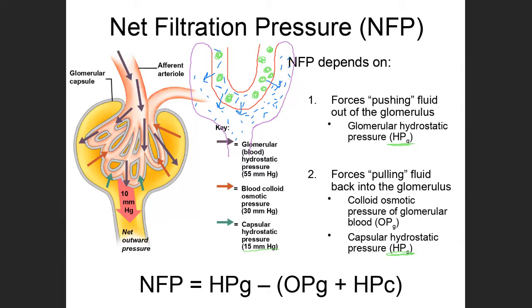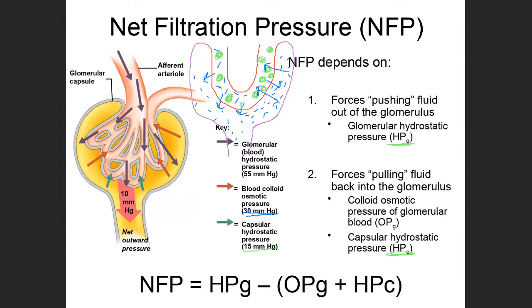And so what happens is we get an osmotic pressure developing, and that osmotic pressure tends to pull stuff back into the glomerulus from the glomerular capsule to try and establish equilibrium once again. This is what the blood colloid osmotic pressure is, and it's equal to 30 millimeters of mercury.